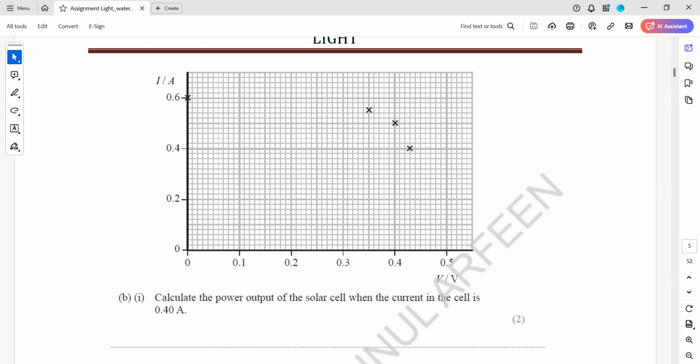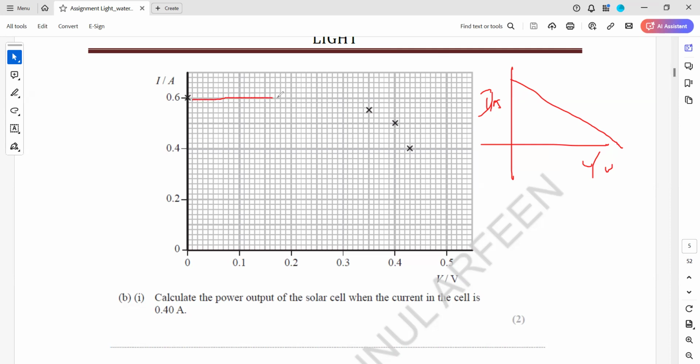Usually, when you have a graph of voltage and current for a normal cell, the IV graph is a straight line like this. But this is not a normal cell, it's a solar cell. So for a solar cell, what will happen? Some surrounding light is still there, which causes the current. That's why it does not follow the same trend as we usually have for normal chemical cells.